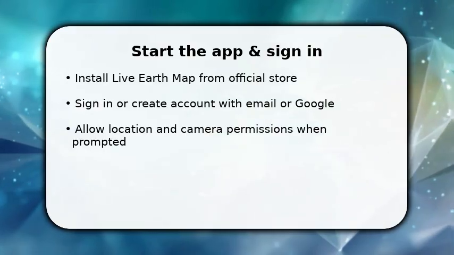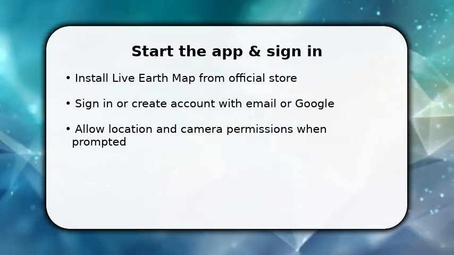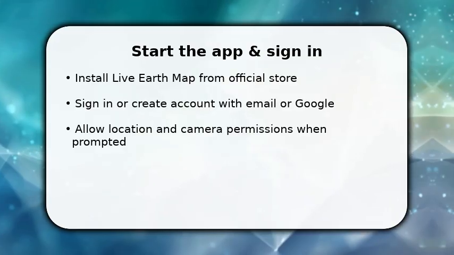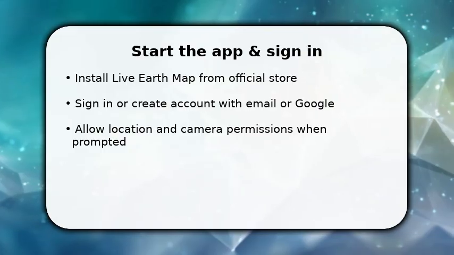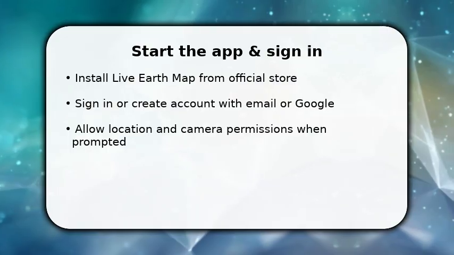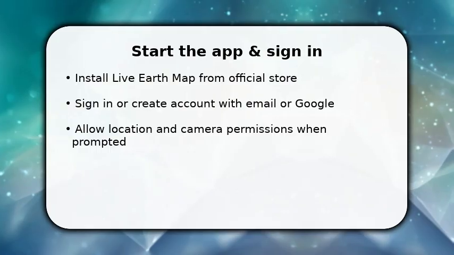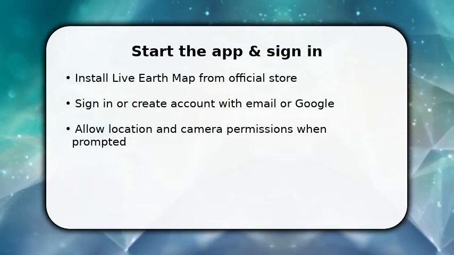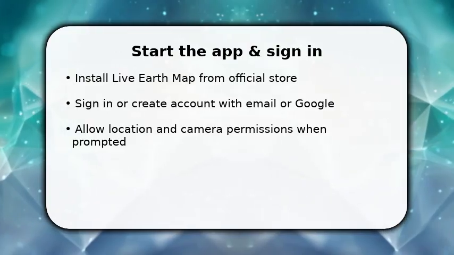You're opening Live Earth Map and signing in now. You need an account so your settings and favorites sync. Tap Sign In, choose email or Google, and enter credentials. Once done, grant location and camera access so the app can center you and show live overlays. Without permissions, you'll see only static tiles. Make sure background data is enabled, otherwise live updates will pause when the app goes to the background. You're ready for the next step.